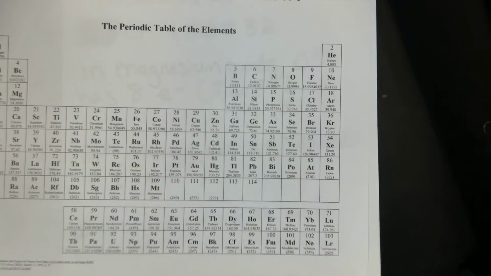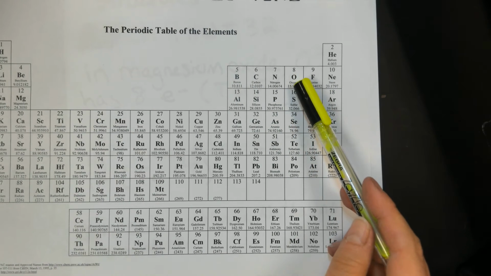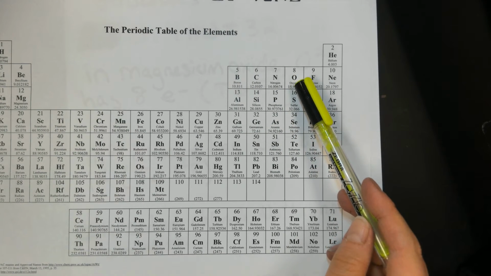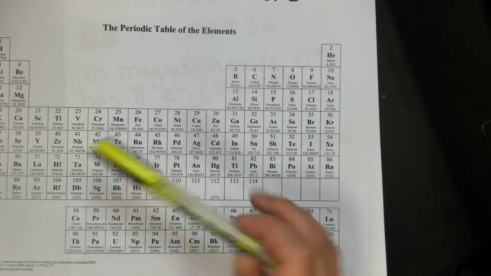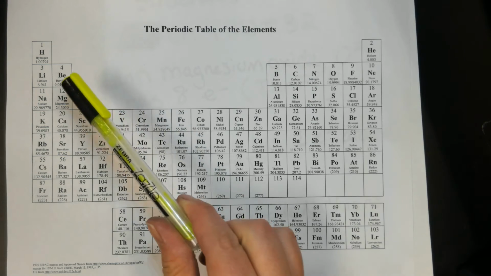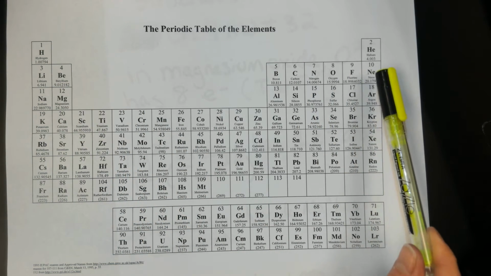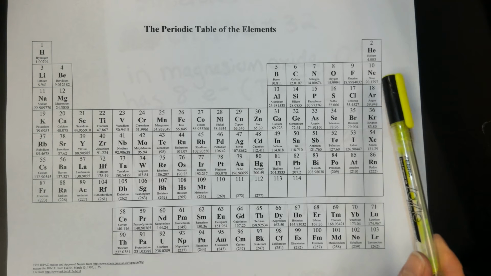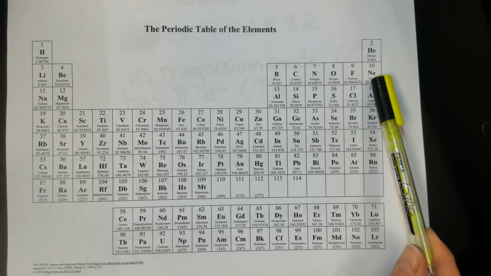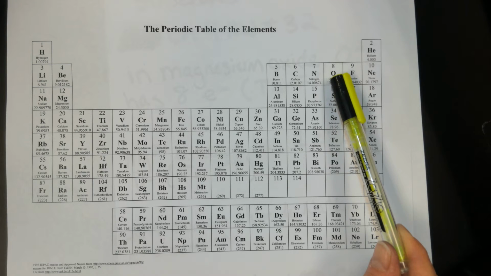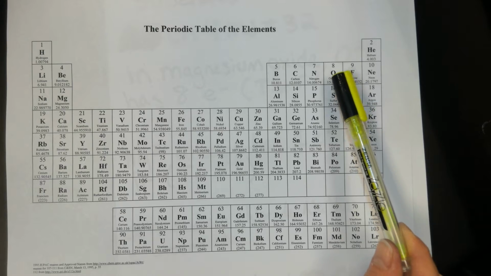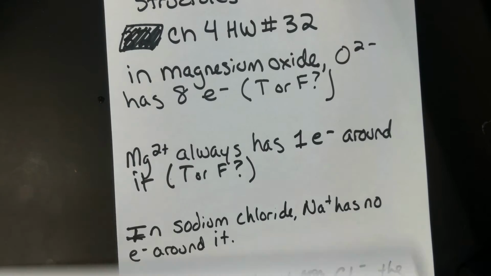So O2 minus. If we are O, we're right here. Now, if you are 2 minus, that means that you did what? You gained 2 electrons or you lost 2 electrons. Means that you gained 2 electrons. So you go 1, 2. So O2 minus would look just like neon as far as electrons go. This one is called isoelectronic. So oxygen would in fact have an octet. Oxygen would in fact have 8 electrons around it. It started off with 6 because we're in the column 6A, and it would go 6, 7, 8. So that one would be true.